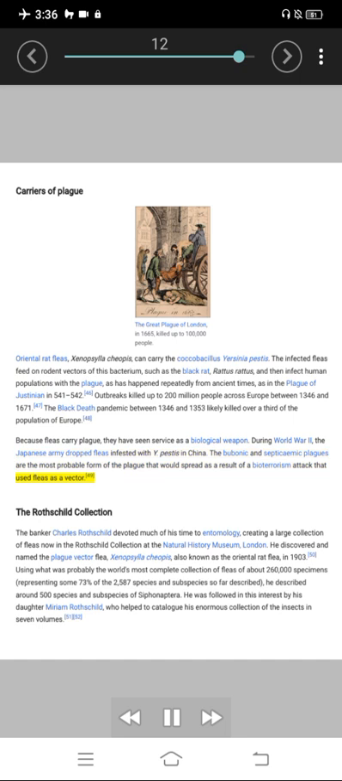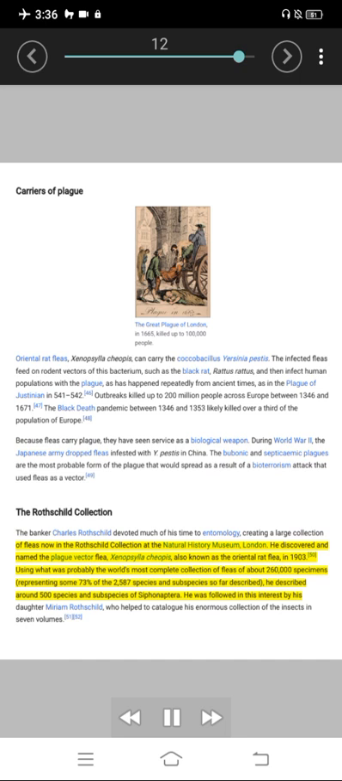49. The Rothschild collection. The banker Charles Rothschild devoted much of his time to entomology, creating a large collection of fleas now in the Rothschild collection at the Natural History Museum, London. He discovered and named the plague vector flea, Xenopsylla cheopis, also known as the Oriental rat flea, in 1903.